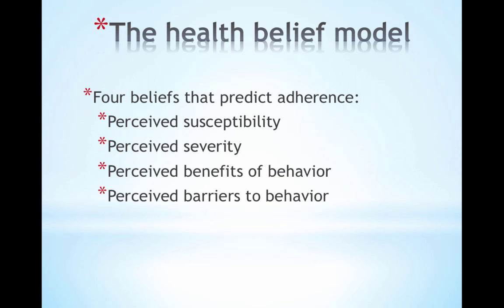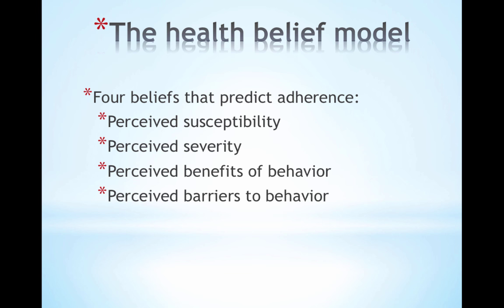Our first continuum theory is the health belief model. This model states that there are 4 beliefs that are going to combine together to predict our health-related behaviors. So we fall into some category on each of these 4 beliefs, and we take our beliefs on each of those categories, combine them, and that's going to tell us whether or not we'll adhere.